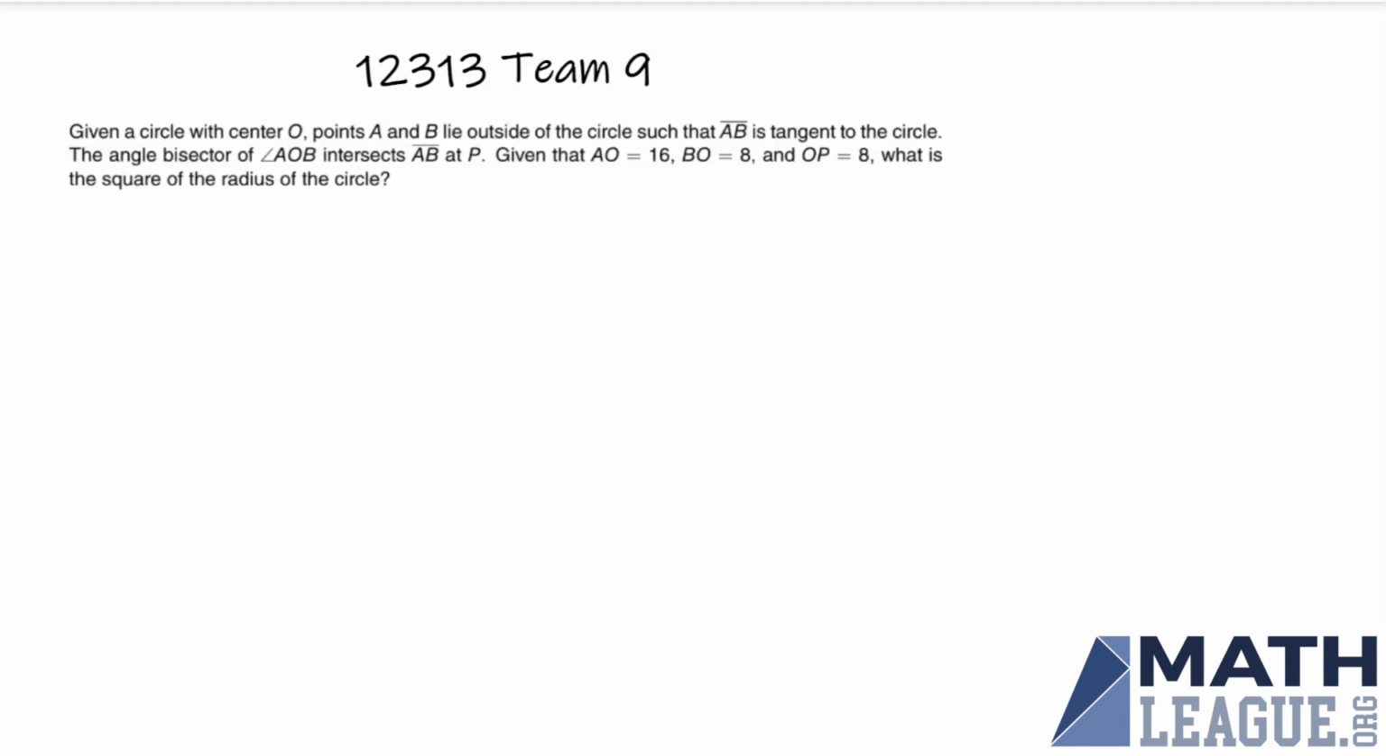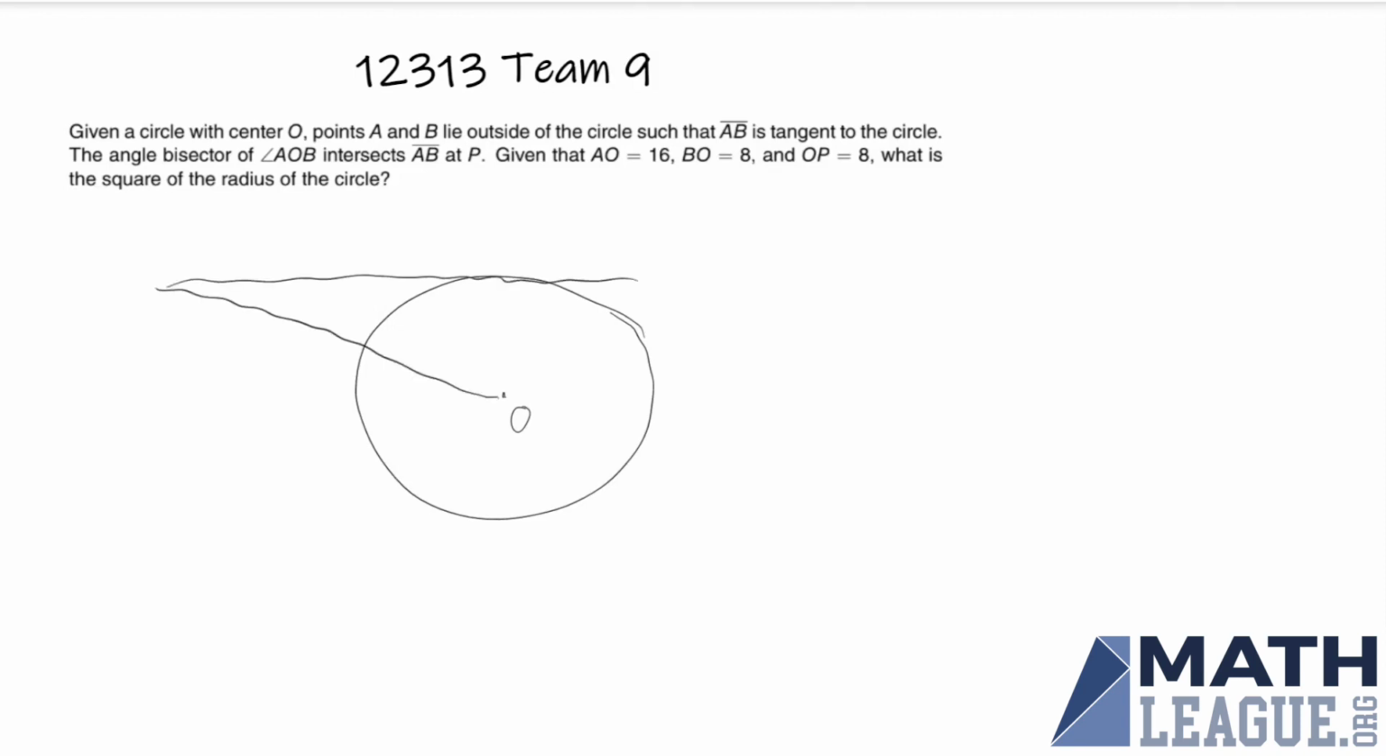So for this problem, we're going to first, of course, draw a diagram. So we have a circle, and it has center O, and then we're going to draw segment AB. It's going to look something like this. And then we have the angle bisector of AOB. First, we're going to label AB, and now we have the angle bisector, and it intersects AB at point P here. And now we're ready to do some observations.